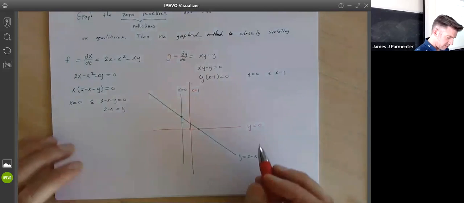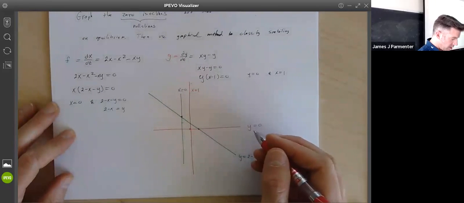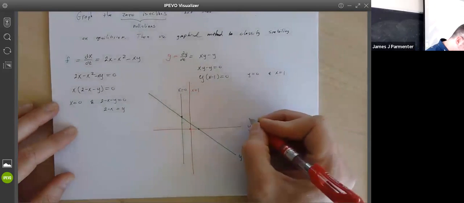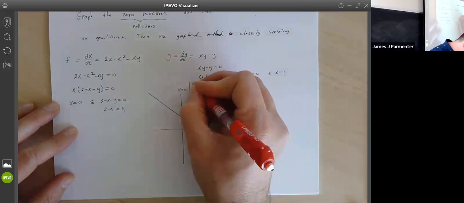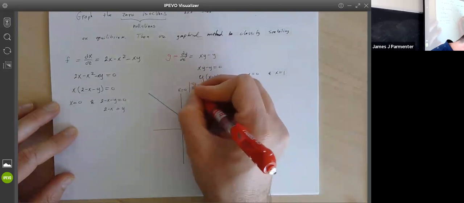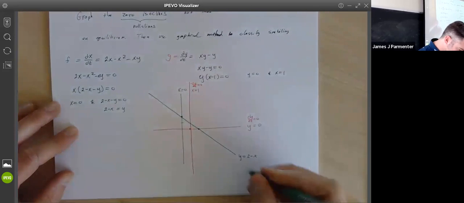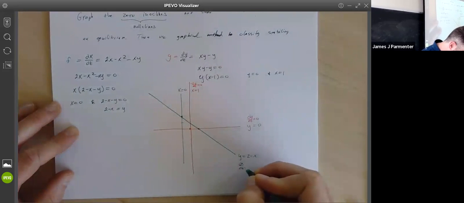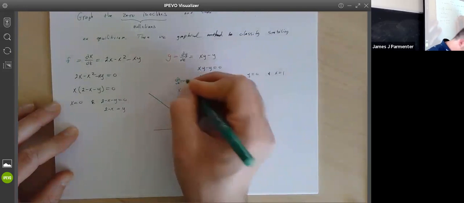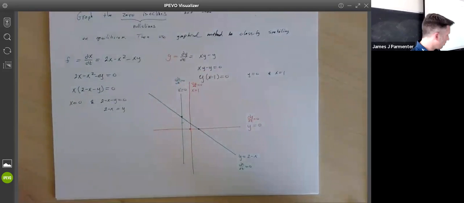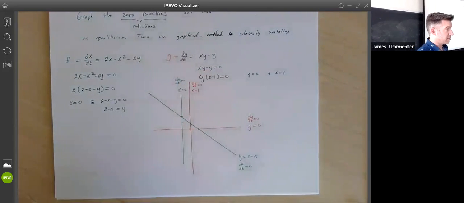Just as a reminder, these red ones are where dy dt is equal to 0. The green ones are where dx dt equals 0. So we know that on the green ones, everything should be purely vertical, and on the red ones, everything should be purely horizontal. Okay, questions so far?